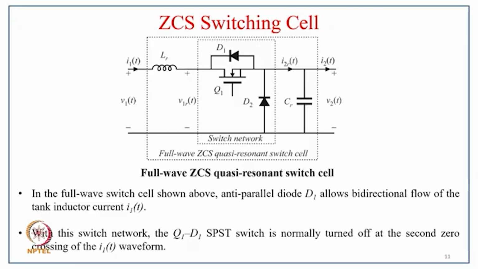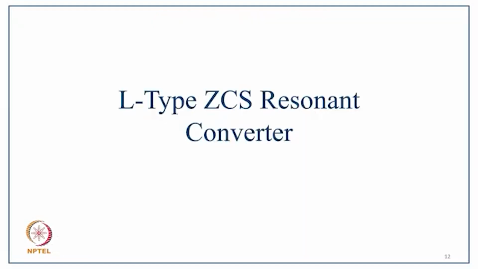And in the case of full wave, you can just see here the full wave zero current switching resonant converter. So in the full wave switch cell shown above, the anti-parallel diode D1 allows the bidirectional flow of the tank inductor current I1, and with this switch network, Q1 and D1, the switch is normally turned off at the second zero crossing of the I1 waveform.